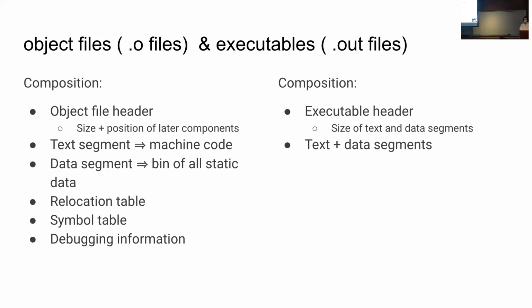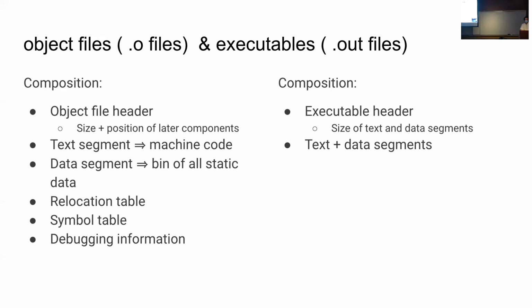And then to recap and just retouch specifically on outputs, the object files from the assembly are .o files. That's the general extension. And their composition is made up of size and position of the later components, the data and text. Specifically, the text segment holds machine code, and the data segment contains a bin of all the static data.